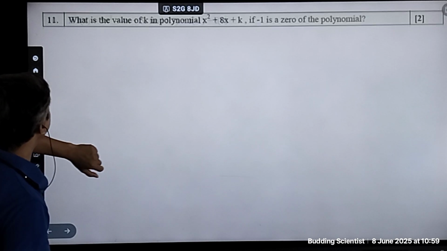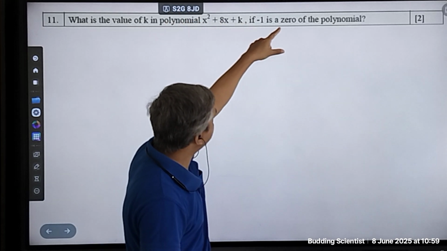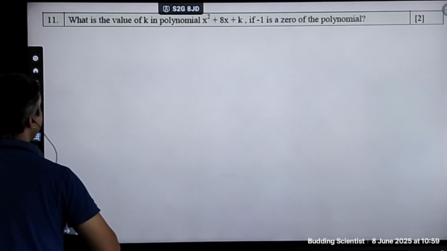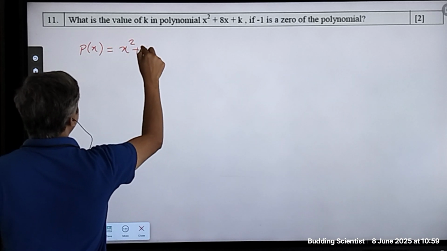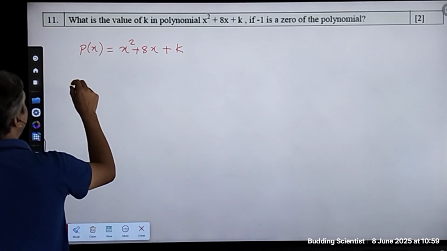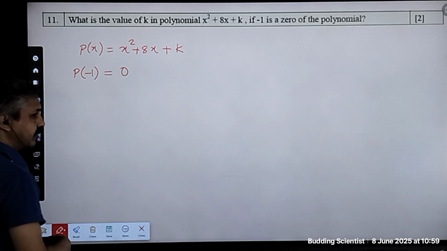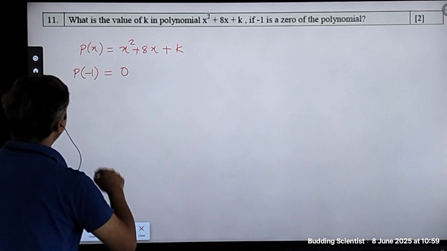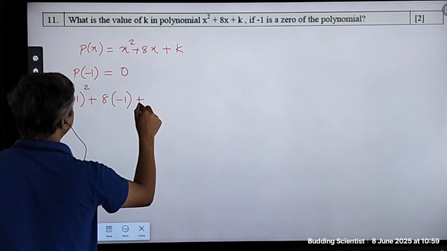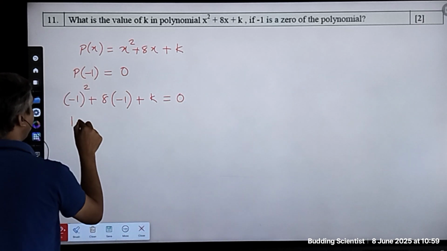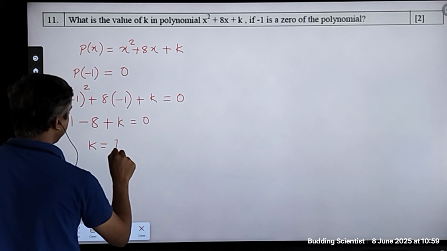What is the value of k if in polynomial x square minus 8x plus k, minus 1 is a 0 of the polynomial? So we know that the polynomial is p of x is equal to x square plus 8x plus k, and p of minus 1 is equal to 0. So we have p of minus 1 would be minus 1 the whole square plus 8 into minus 1 plus k is equal to 0. So 1 minus 8 plus k is equal to 0. k is equal to 7.